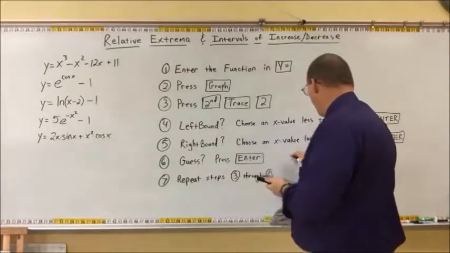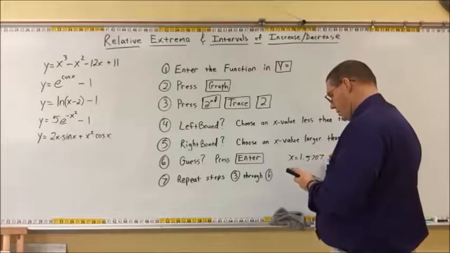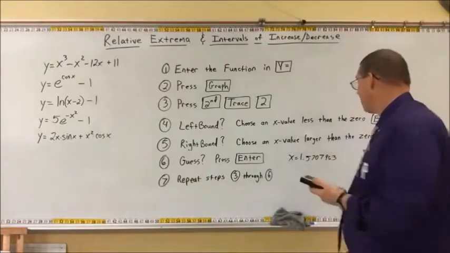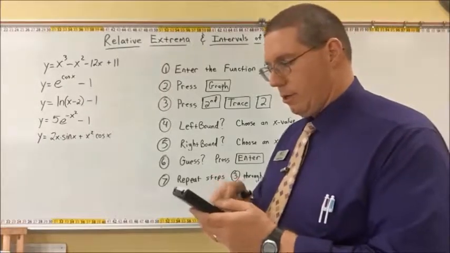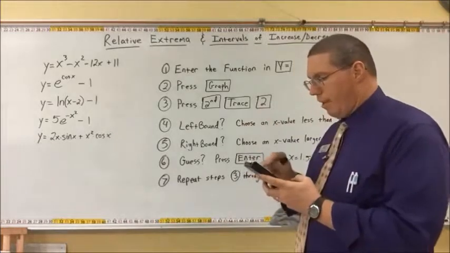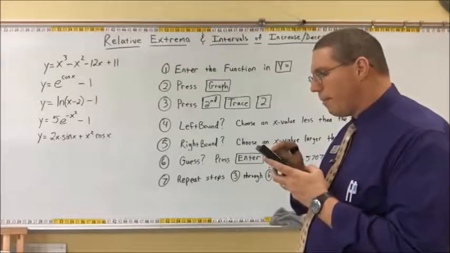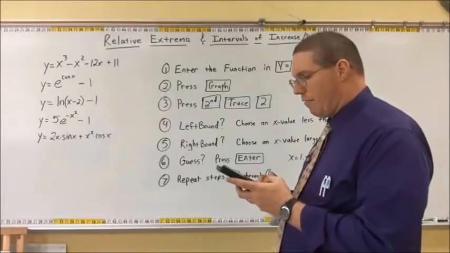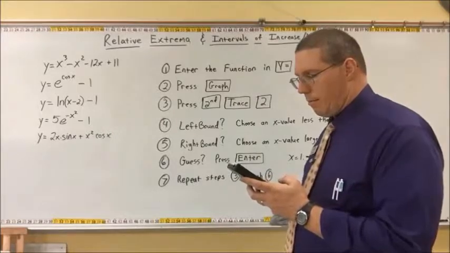And so we're going to say x is equal to 1.5707963. There we go. And now the next one, we're going to hit second calc 0, which is option 2, right? And it says left bound. The next one looks like it's between, let's see here, 2, 3, 4, maybe 5 and 6. Left bound 5, right bound 6. Press enter.